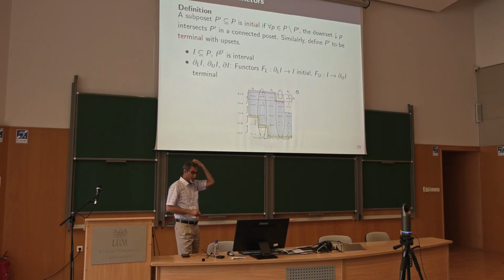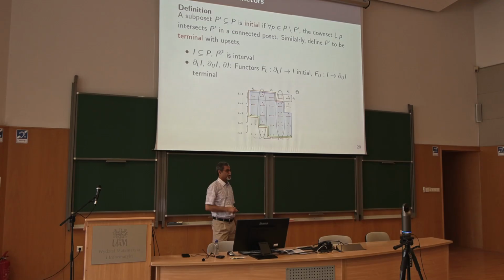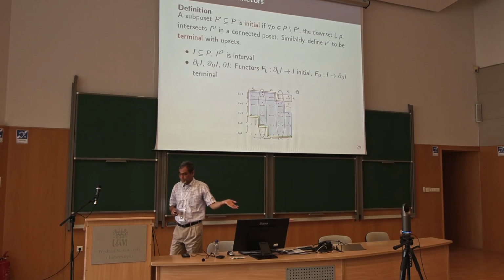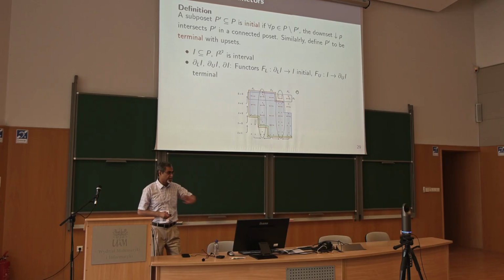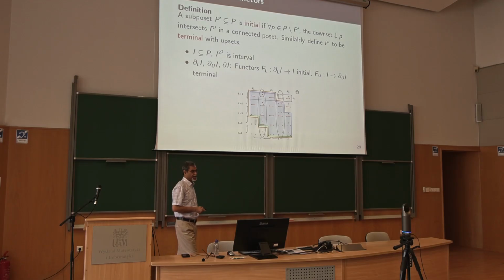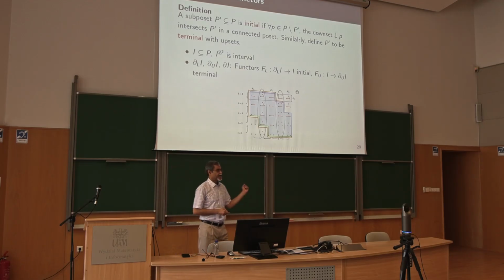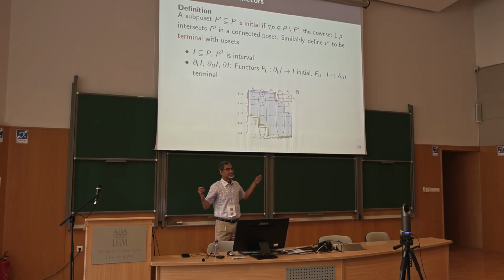Okay, what did we need? To prove this, we needed this concept of initial functors. What is an initial functor? I'm simplifying things here a lot. Those of you who know category theory, there are probably much deeper results and much deeper concepts, but I'm simplifying things here. A subposet P prime of P is called initial if for every point p which is not in P prime, the downset of p intersected with P prime is one single component. Then we call it initial.